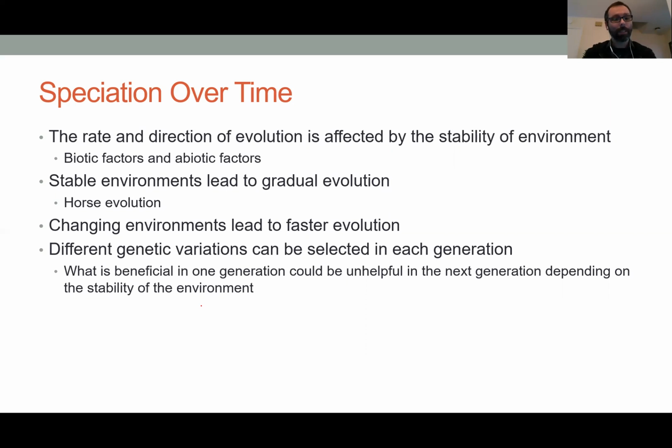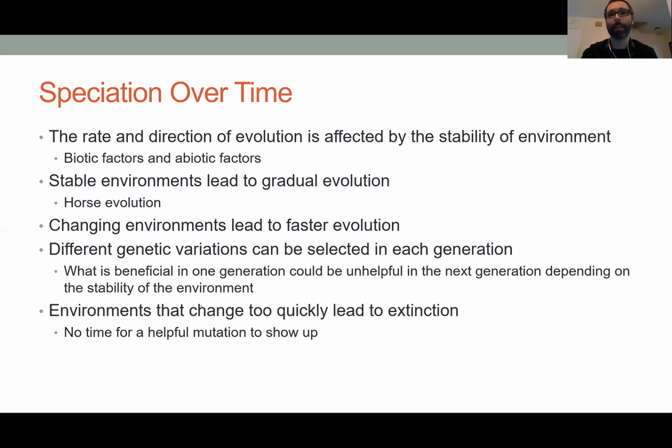Of course, if the environment changes too quickly, this could lead to extinction, because you have to have beneficial mutations that already exist for natural selection to work. And if the environment changes so fast that there aren't any mutations and there isn't any time for a mutation to randomly show up, then the species might just die, right? So keep that in mind, that we have our basic natural selection and speciation, and then there are all these different versions of how it could happen depending on the rate and direction of evolution.